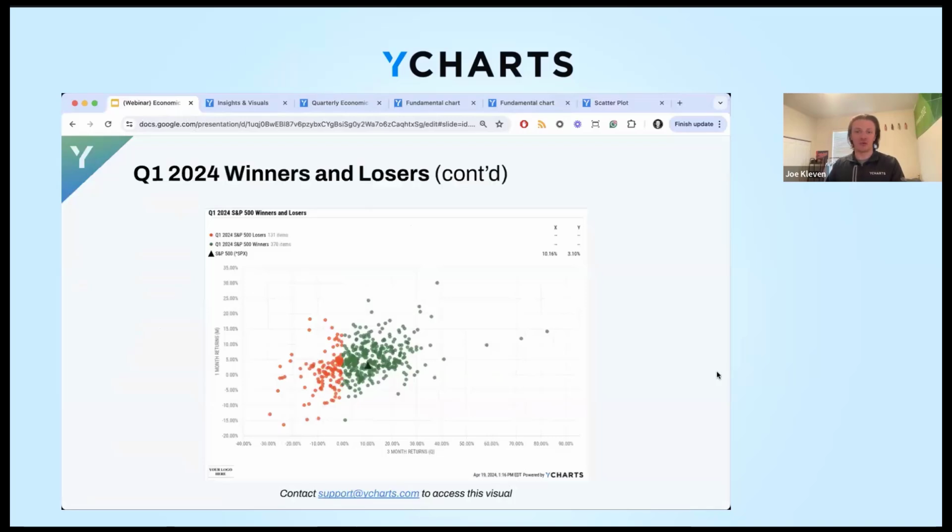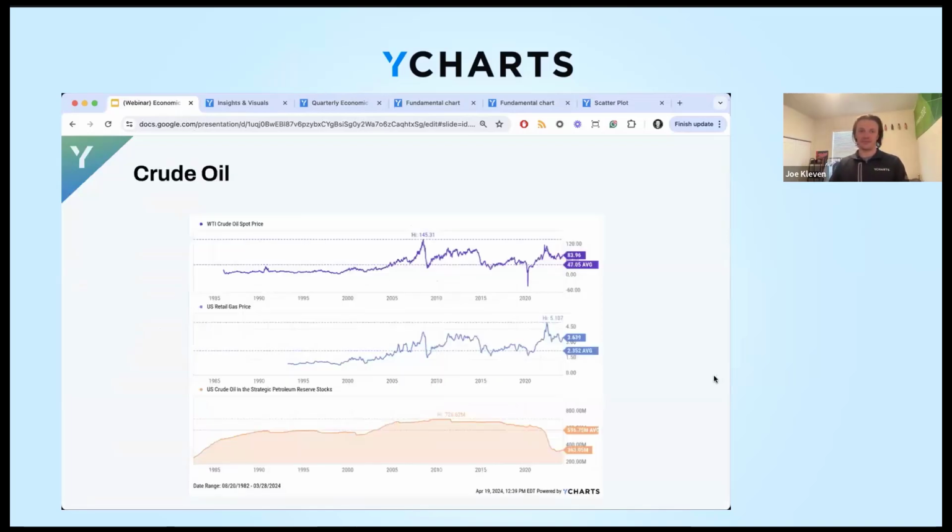But lots of interesting performance here in Q1, and we're off to a rocky start in April, as we know. So we could see a lot more red next time around versus green. We'll see in a couple months' time, though. Yeah, that's a great point.